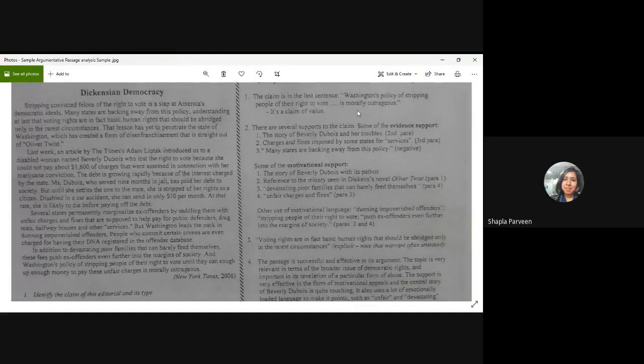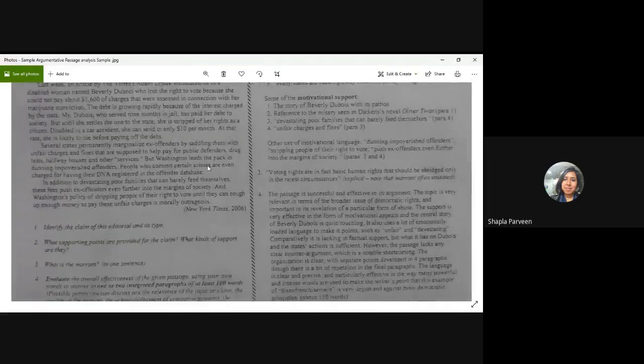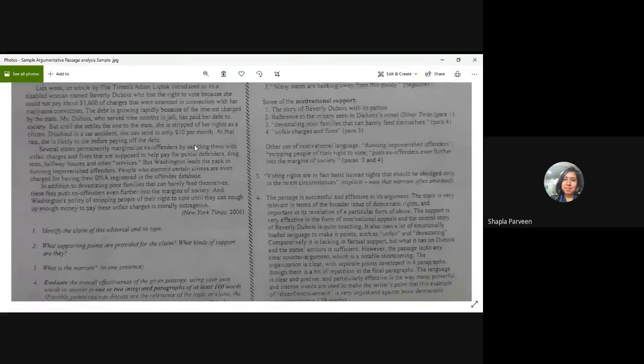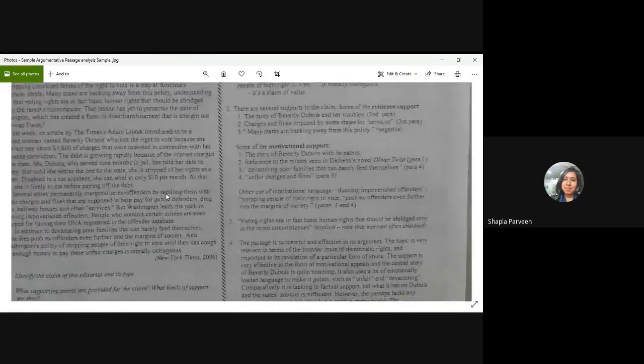Okay, so this is exactly how you're going to answer the first question, all right? If it's a long sentence, you can use ellipsis marks like this, or you should write down the whole sentence and then mention what type of claim it is, whether it's a claim of value, policy, or fact. Okay, so that carries 2 marks. And then the second question is, what supporting points are provided for the claim? What kinds of support are they? So here, I'm just going to go through the answers.